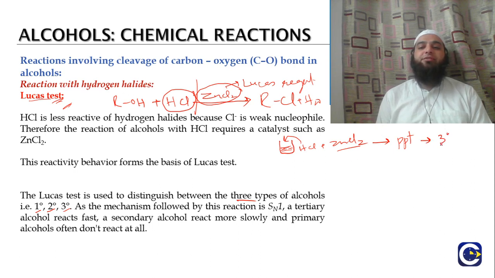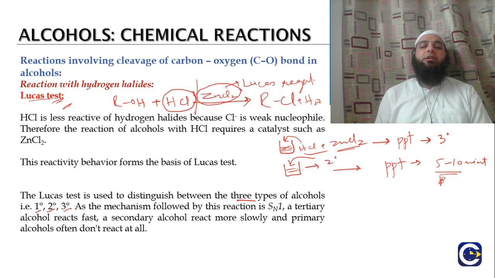Because, as we already told, tertiary alcohols are the most reactive towards hydrogen halides. They are converted into the corresponding alkyl halide immediately when they are reacted with the HCl and zinc chloride. And if we take an unknown alcohol and add the same reagents, and the precipitate is formed in 5 to 10 minutes, a type of turbidity in the reaction, then this alcohol will be a 2-degree alcohol. This is a secondary alcohol.